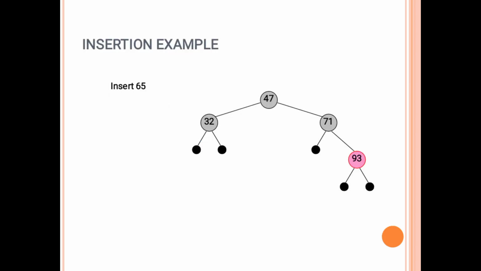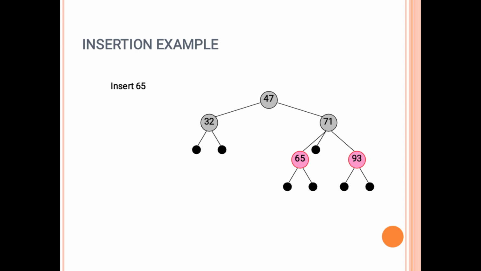We take one more example. Here we have to insert. We take this tree, and in this tree we insert 65. Here 47 is less than 65, so we move to the right side. Here 71 is there. 71 is greater than 65, so we go to the left side of 75. Here we insert 65.